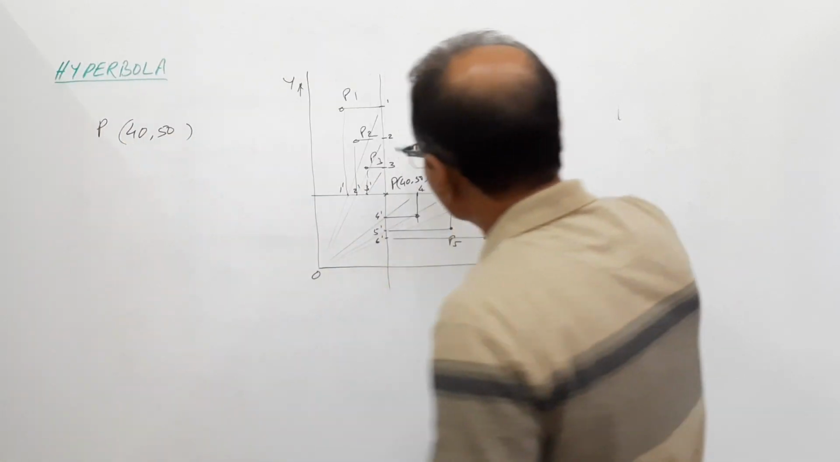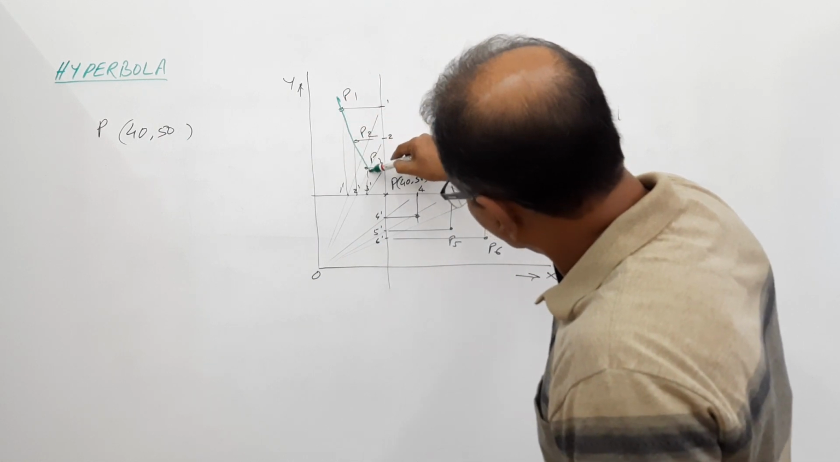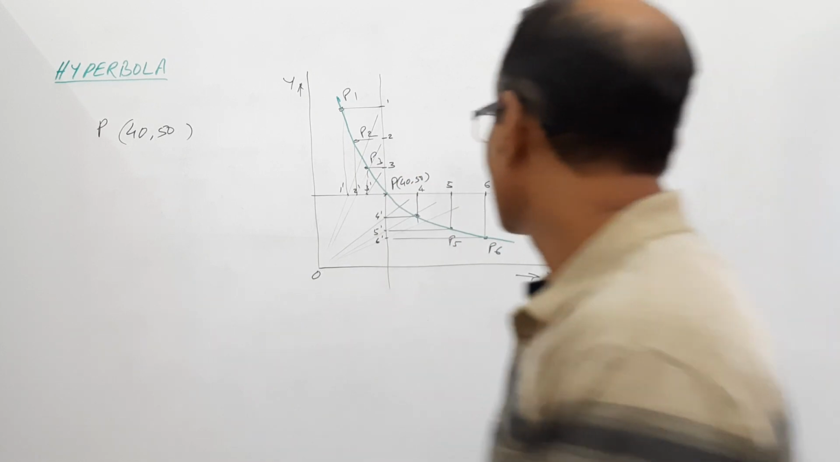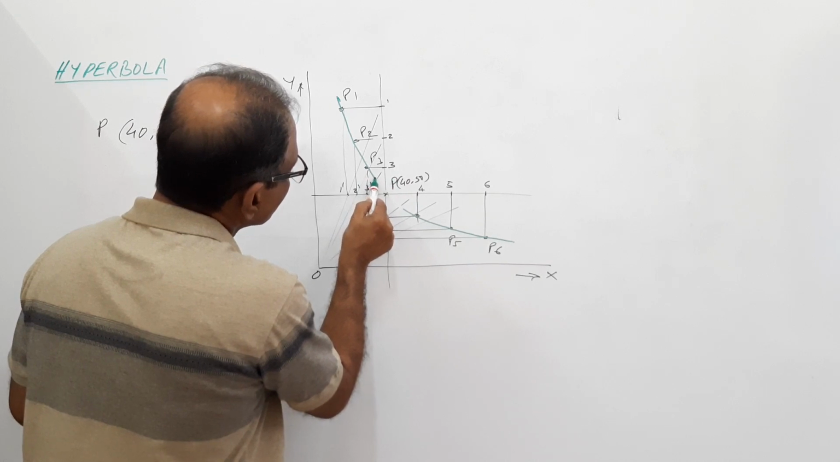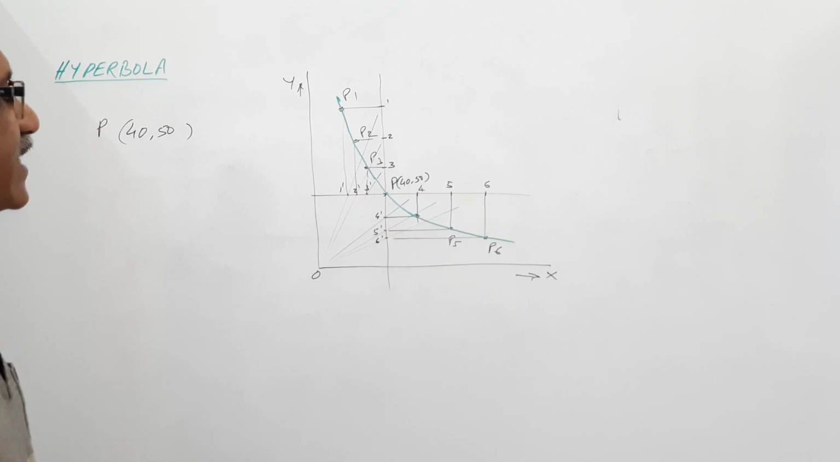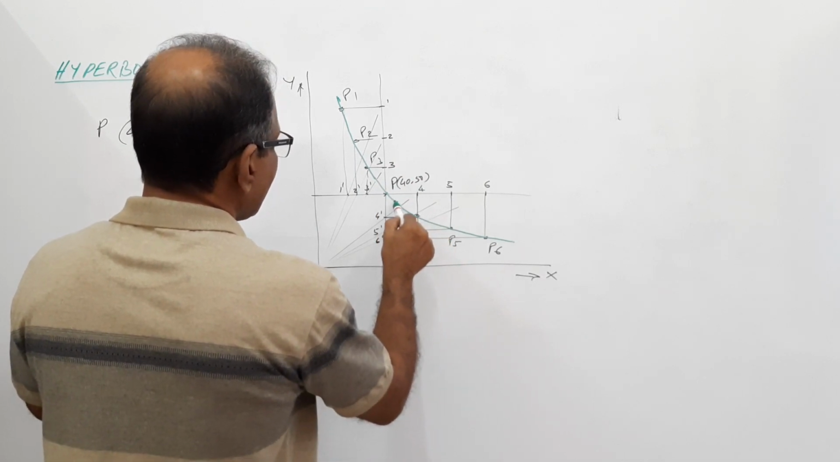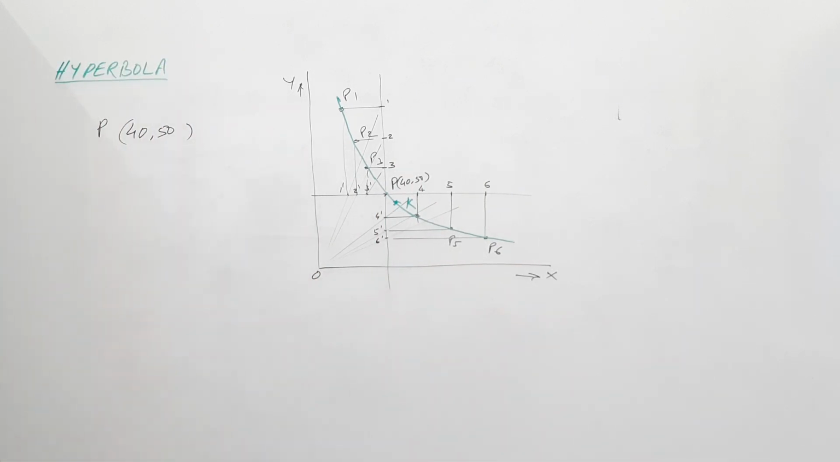As I said, if you take more points, you will get a better curve. Connect them by a smooth curve. Connect P1, P2, P3, P4, P5, P6, which passes through P. You get a curve. This is called the rectangular hyperbola. Agreed? Now, if you take a point on the curve, say K, our idea is to draw the normal and tangent to K. We are going to see how normal and tangent are drawn at K.